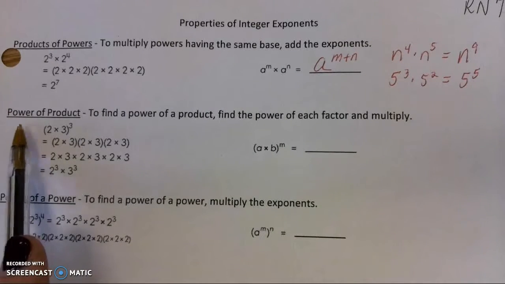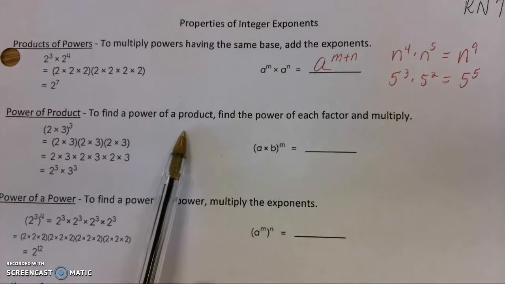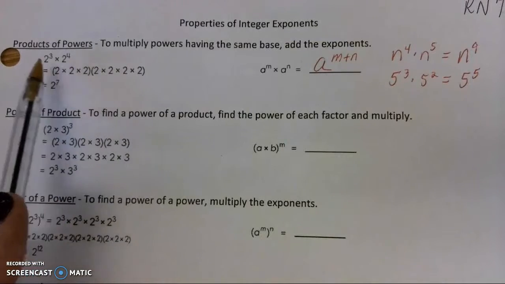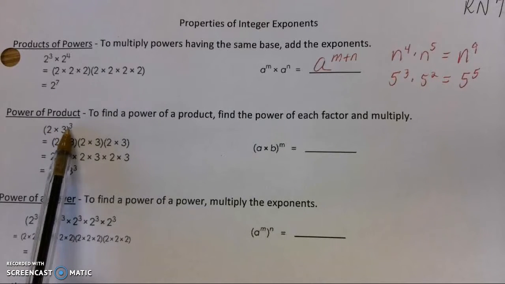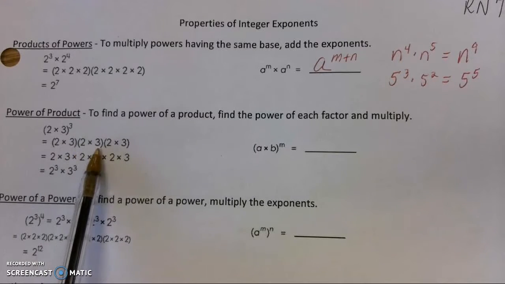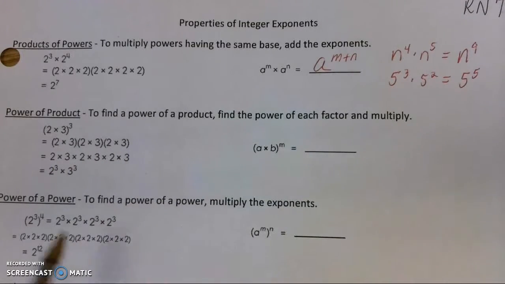Now, on the next one, it's the power of a product. To find the power of a product, and this is different than the previous one because that has the same base, these are going to be different bases. Find the power of each factor and multiply. So again, if you look at it broken down, 2 times 3 to the third power, well, that would be the quantity 2 times 3 times 2 times 3 times 2 times 3. Multiplication, I can remove those parentheses. It won't change anything. Write it out without the parentheses.